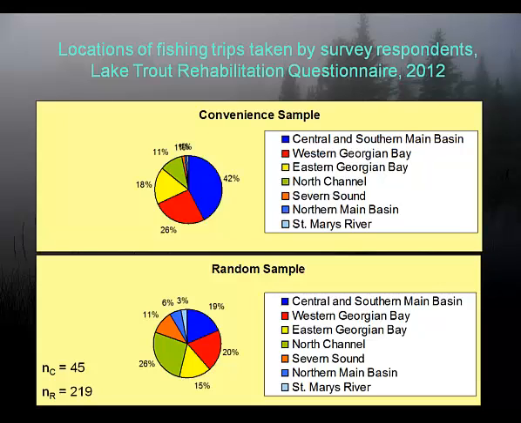And there was a bit of a difference here. Many of the convenience sample oriented more towards the main basin than the random sample. The random sample was split up in many different areas of the lake. And again, maybe that's not surprising, because we did randomize the postal code selection. So quite likely we got a much more random sample than we do for the convenience, because a lot of those convenience sample people are people we deal with in southern Ontario.